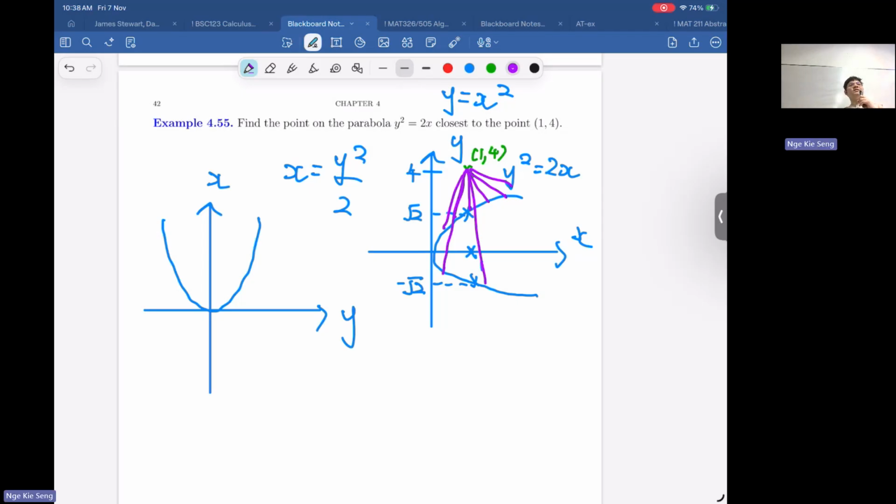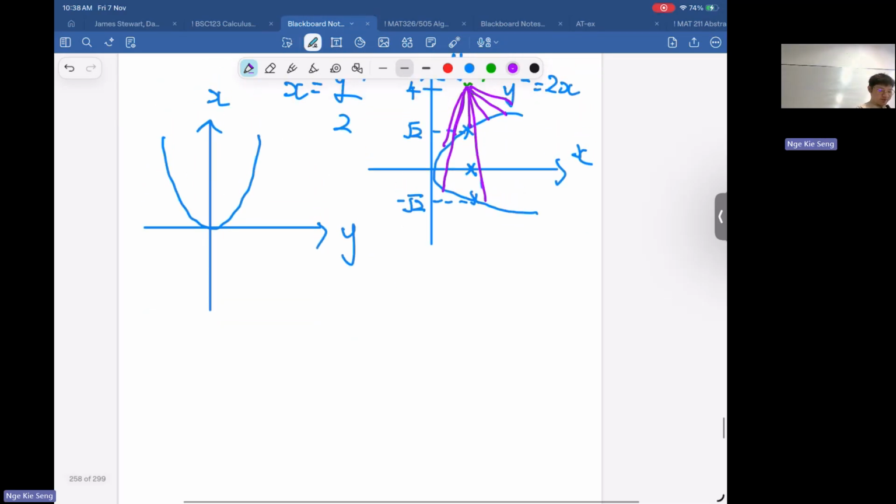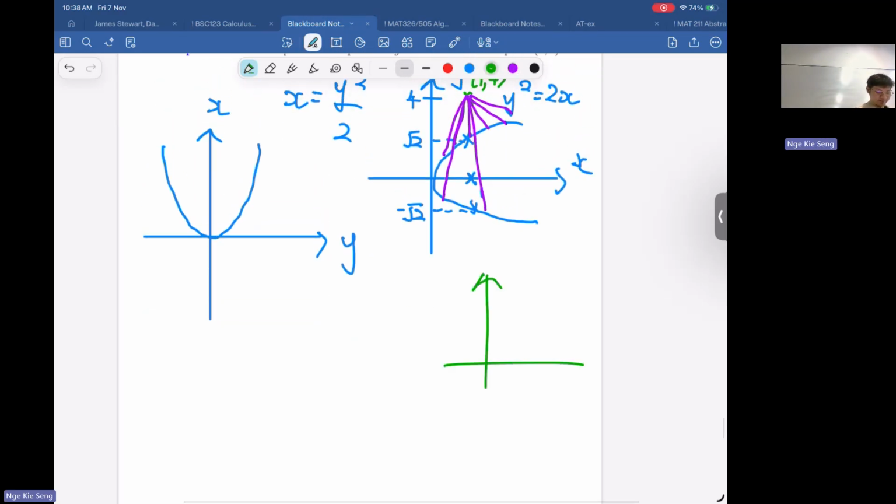Okay. But obviously, you don't want to do this, right? Because these are too many calculations to do. So instead, we should write this distance as a function. Do you know how to compute the distance between 2 points? So maybe we should draw another picture. You know what's the distance?